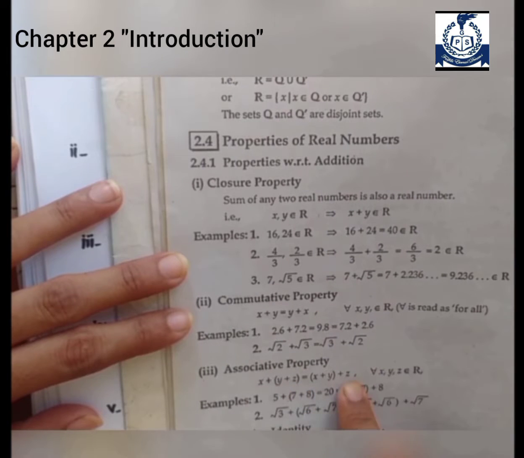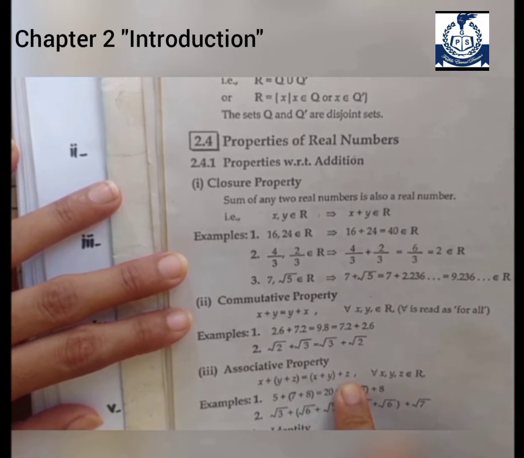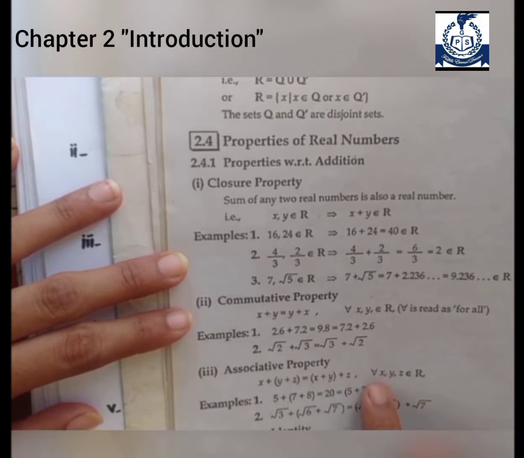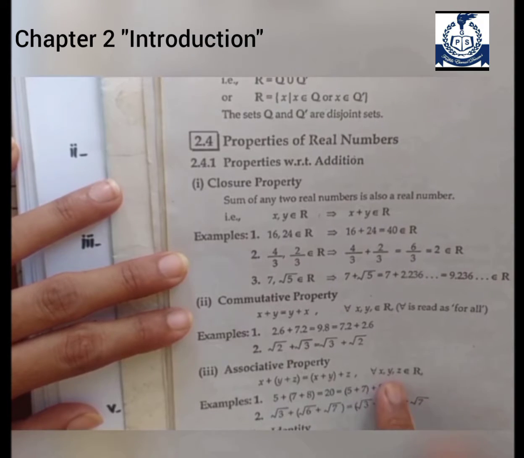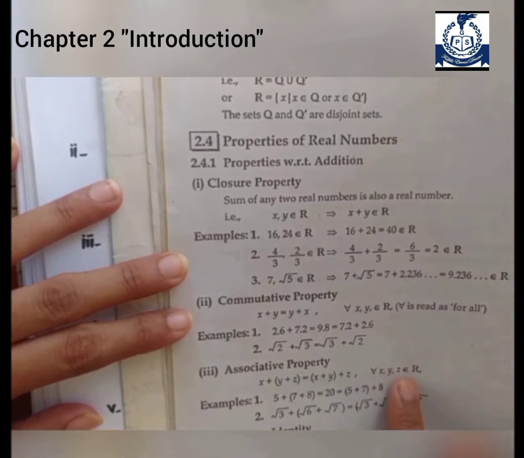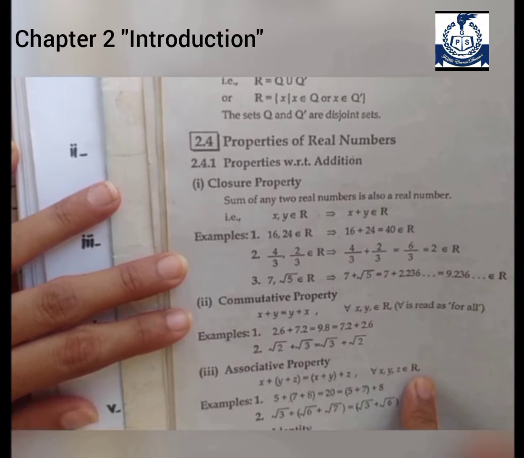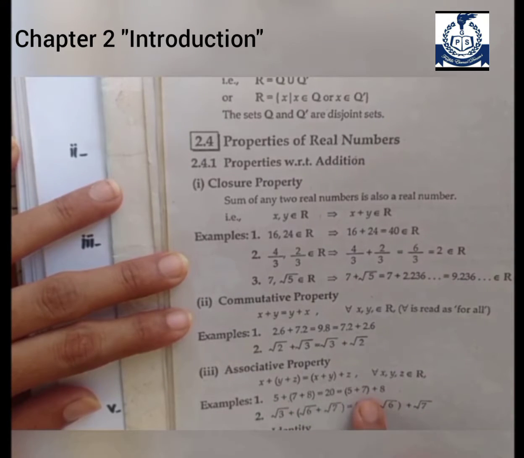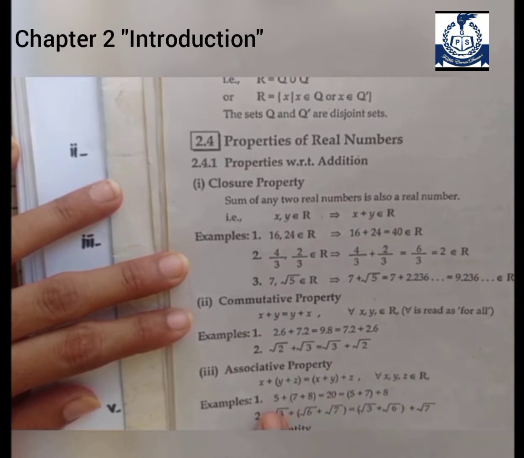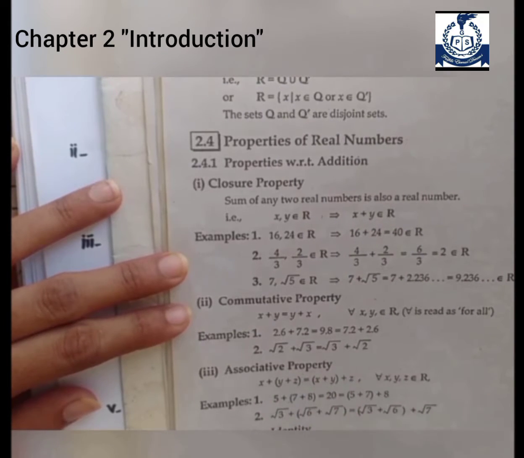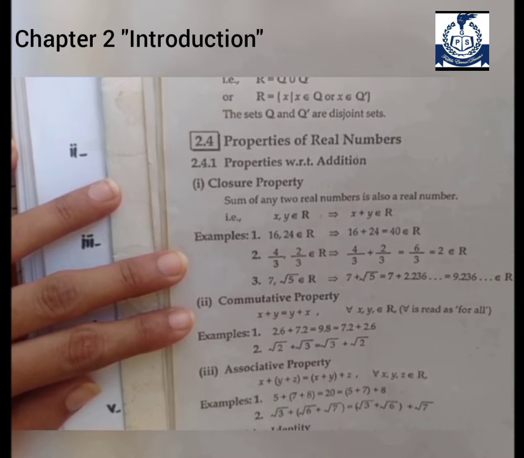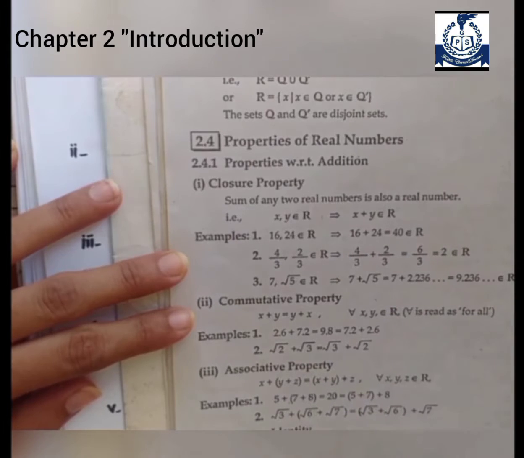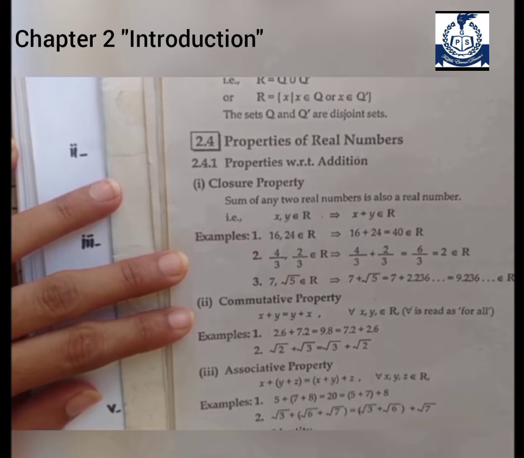Associative property. In associative property we have three values. For all x, y, z belongs to real numbers, the condition we have is x plus in a bracket y plus z is equal to x plus y in a bracket plus z. If we add y plus z first and then we add x, or if we add x plus y first and then we add z, in both conditions we get the same answer.